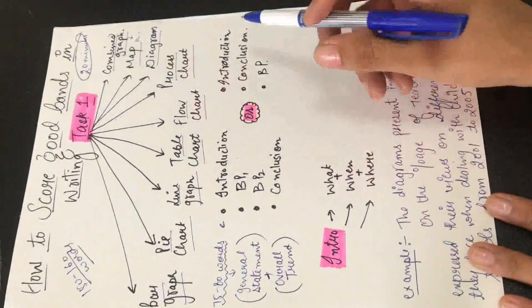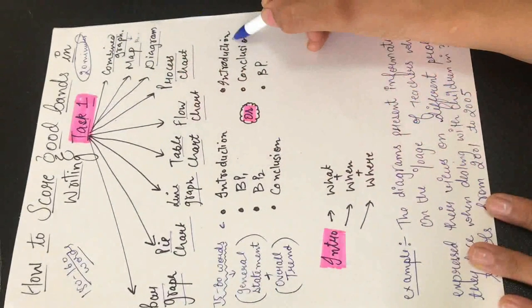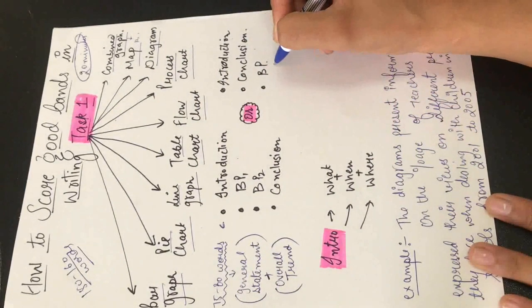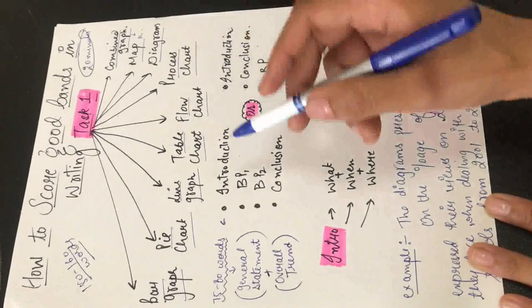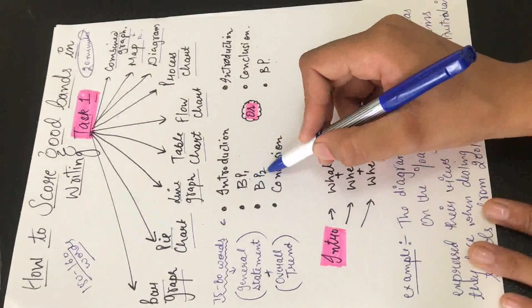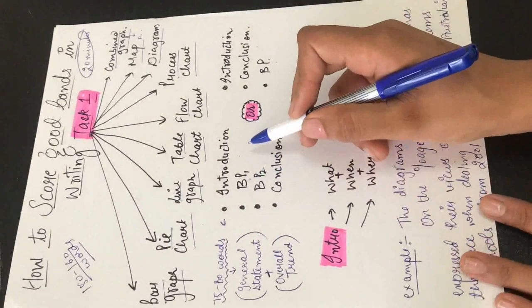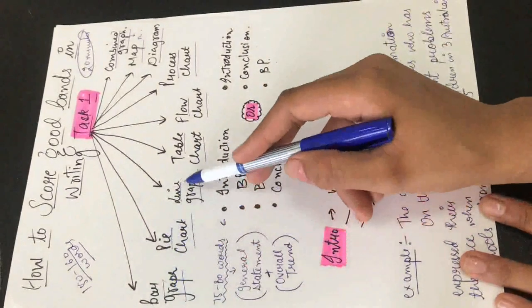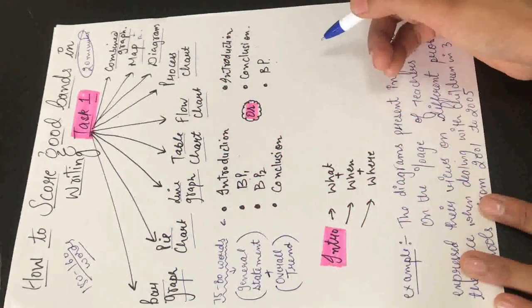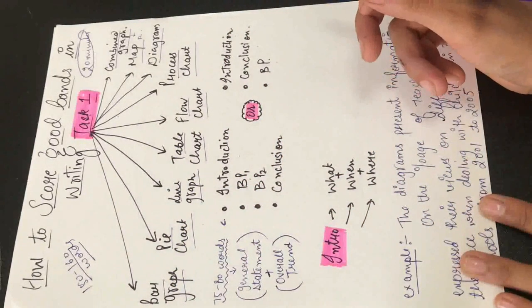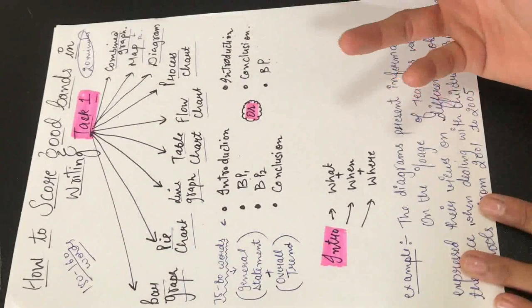Firstly, an introduction can be given about the task 1, then we will write about BP, that is body paragraph 1 and 2, and then conclude our topic. In body paragraph 1 and 2, we have to just compare and contrast the information that is provided to us in the form of a bar graph, pie chart, line chart, table or anything else. So if we want to score good bands, what do we have to do? We have to do something extra.